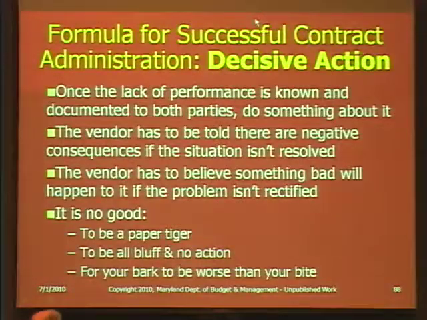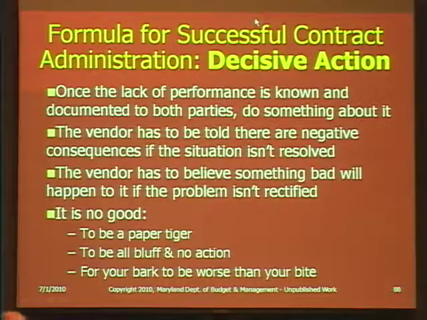Decisive action. Once a lack of performance is known and documented to both parties, do something about it. The vendor has to be told there are negative consequences if the situation isn't resolved. The vendor has to believe they have to believe something bad is going to happen. Because if you don't believe it, you're not going to change action. So that's where you have to convince them. You have to take the action so they start believing you that if they don't do proper performance, something's going to happen that they're not going to like. At the very least, they're not going to get paid, and maybe other actions.